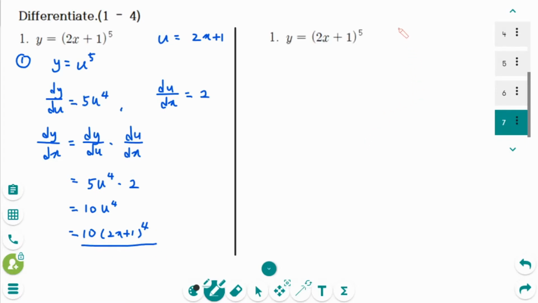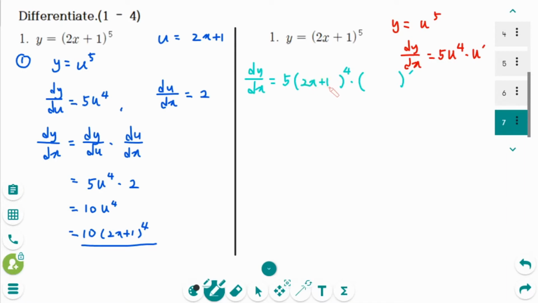Second way, think this way. y equals u to the power of 5. Then dy/dx equals 5u to the power of 4 times u prime. Keep the inner function, 2x plus 1. So keep the first one, 5 times (2x plus 1) to the power of 4. Then (2x plus 1) prime equals 2. Then 10 times (2x plus 1) to the power of 4. We have the same answer.